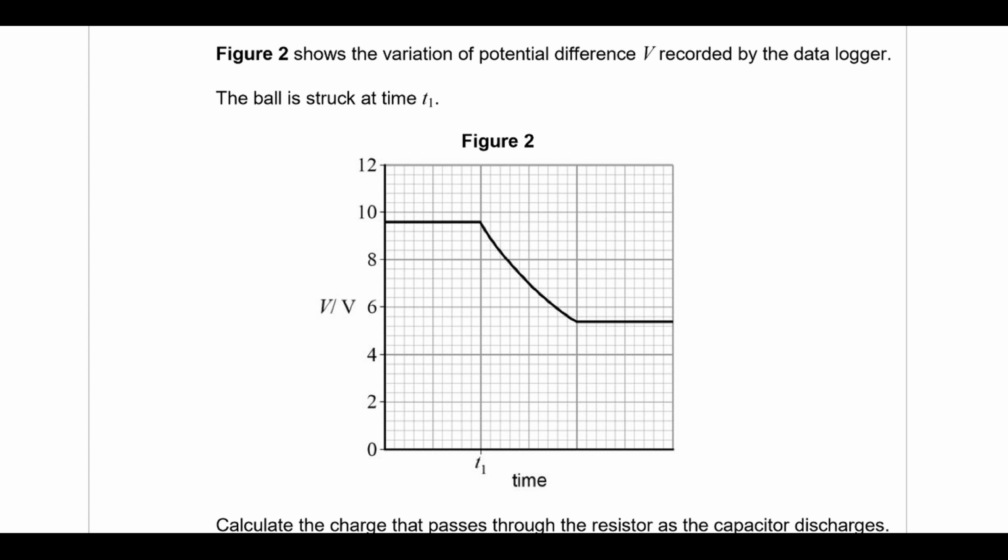So we've got a graph showing how the potential difference changes according to a data logger. So you can see here that currently the ball is just sitting at the start. It's not moved yet because we've got it still at the 9.6 potential difference. It's here that it's going to be released, and this is where it breaks the aluminium foil to break the circuit. So this is the discharge time here, and that's what it tells you in the question. It says it's struck at T1.